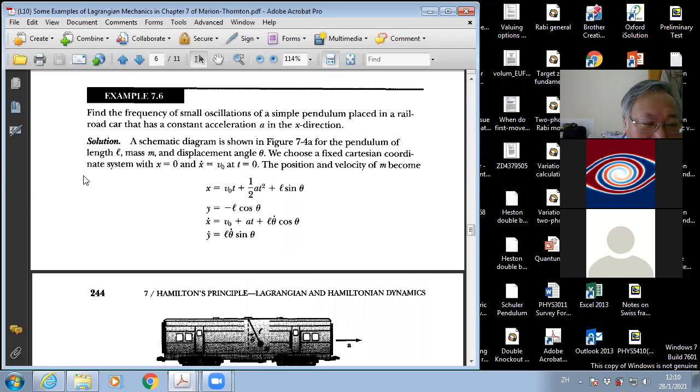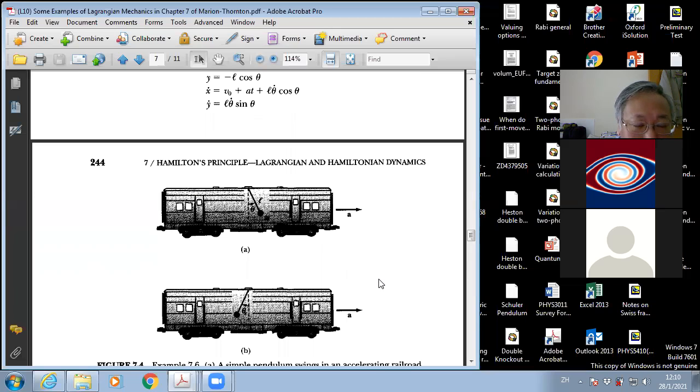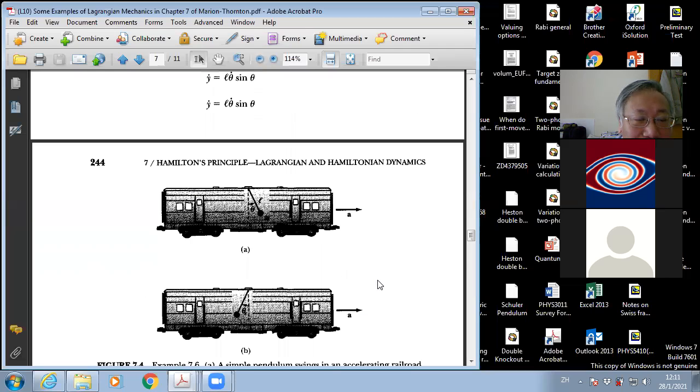Okay, this problem: find the frequency of small oscillations of a simple pendulum placed in a railroad car that has a constant acceleration a in the x direction. Okay, so we look at this example. This train has an acceleration a, all right? And we want to find the equation of motion.